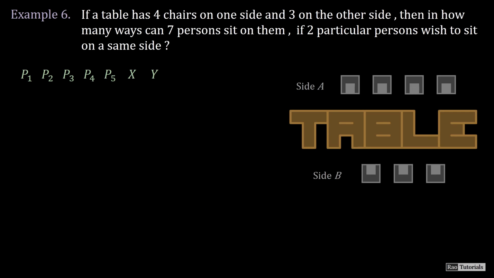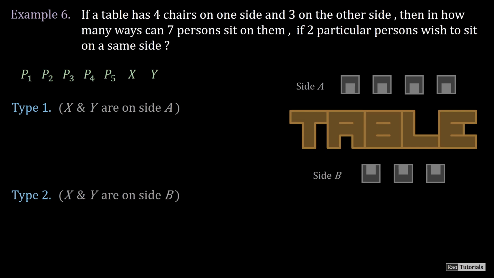Okay. Since X and Y have to be on the same side, so we can classify the sitting arrangements in 2 types. Type 1, in which X and Y are sitting on side A. Type 2, in which X and Y are sitting on side B. The work here is to place the 7 persons on 7 chairs, and we must start by placing X and Y first, as they have a condition, and then we can place rest of the 5 persons.